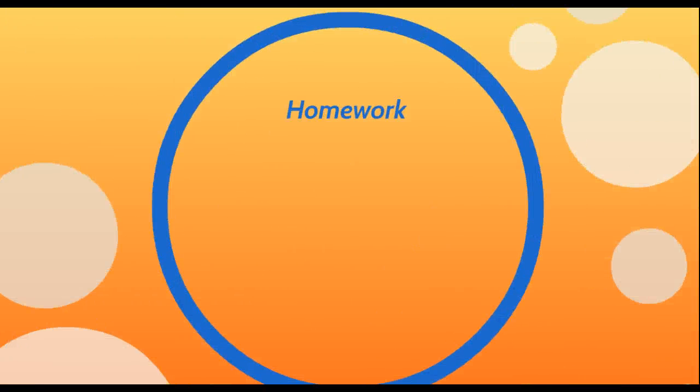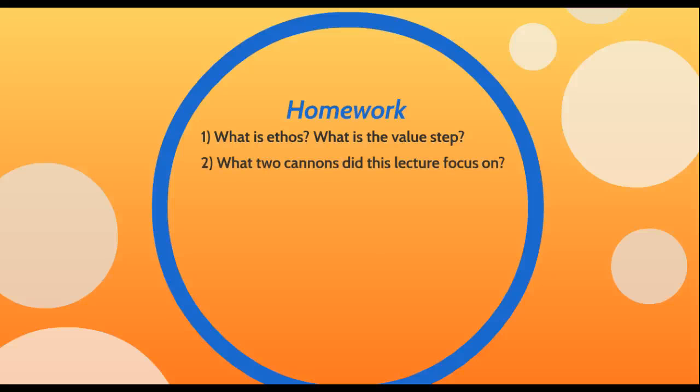So homework, here's what you need to do. One, answer these questions. What is ethos and the value step? I want to make sure you understand them. What two canons did this lecture focus on? What do you need to do in the conclusion? I just discussed that, so that should be pretty easy.